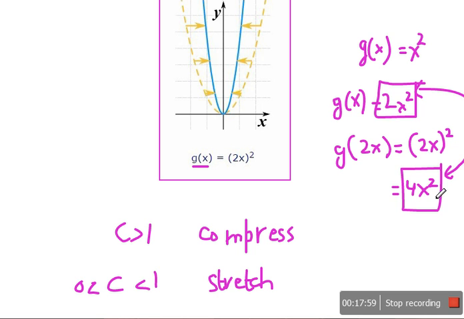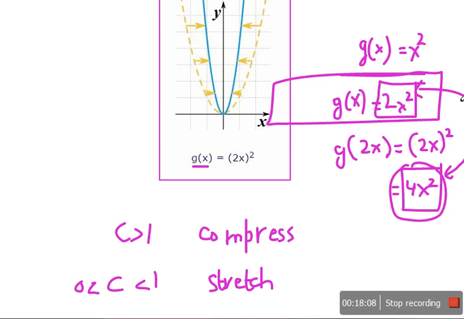Here you're getting compression with a constant greater than 1, and here you're getting stretchness. It's being stretched in the upper one.